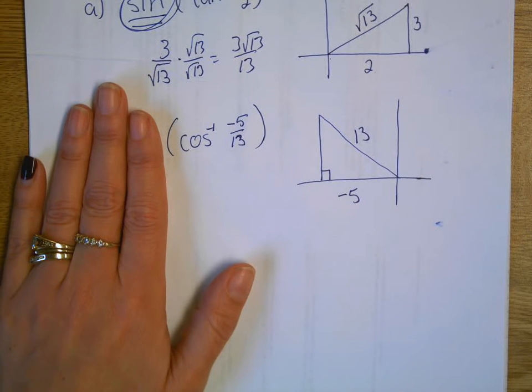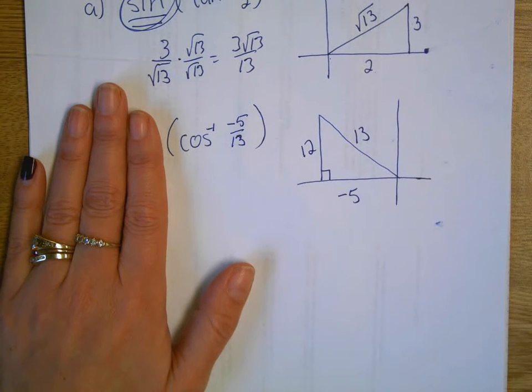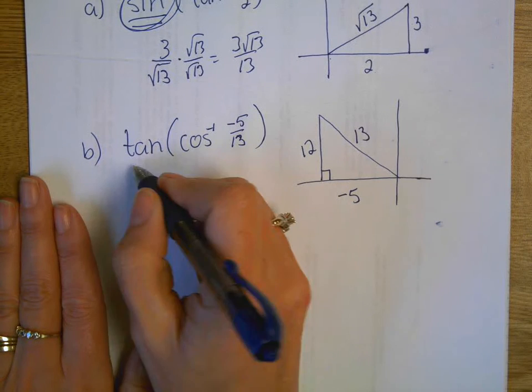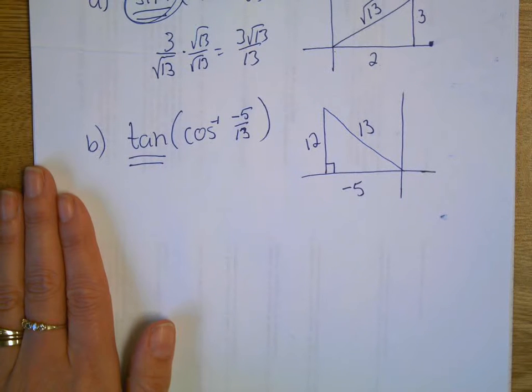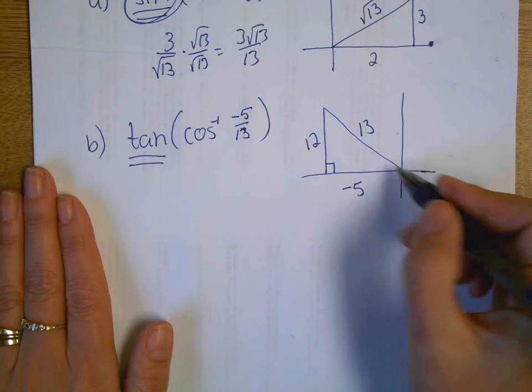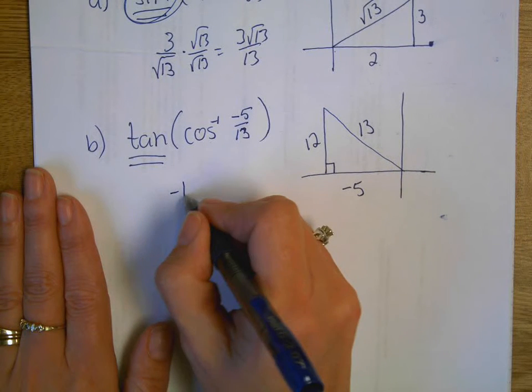I got this for you. All right. It's 12. Exactly 12? It's 12. Okay. Good job, Ken. Okay. I want the tangent. What's the tangent going to be? Negative 12/5. Opposite over adjacent.